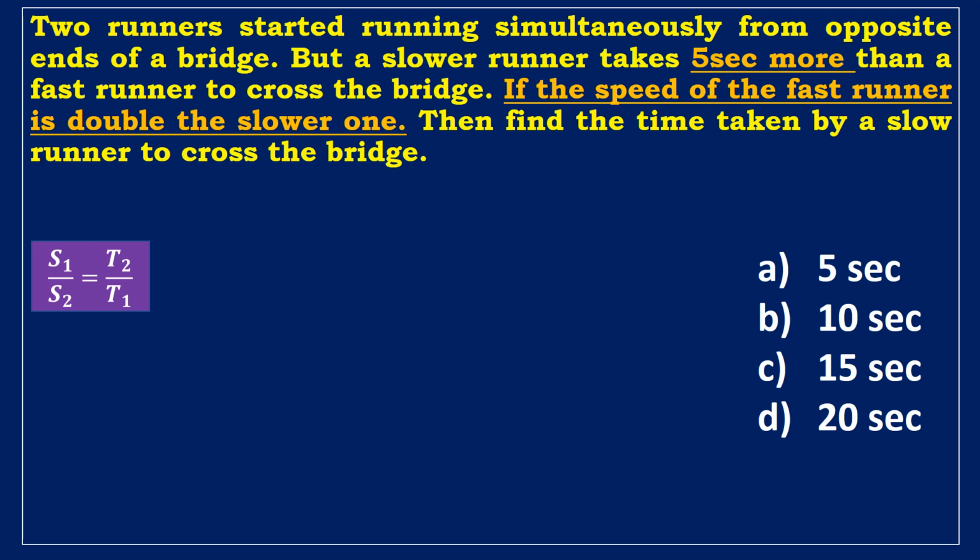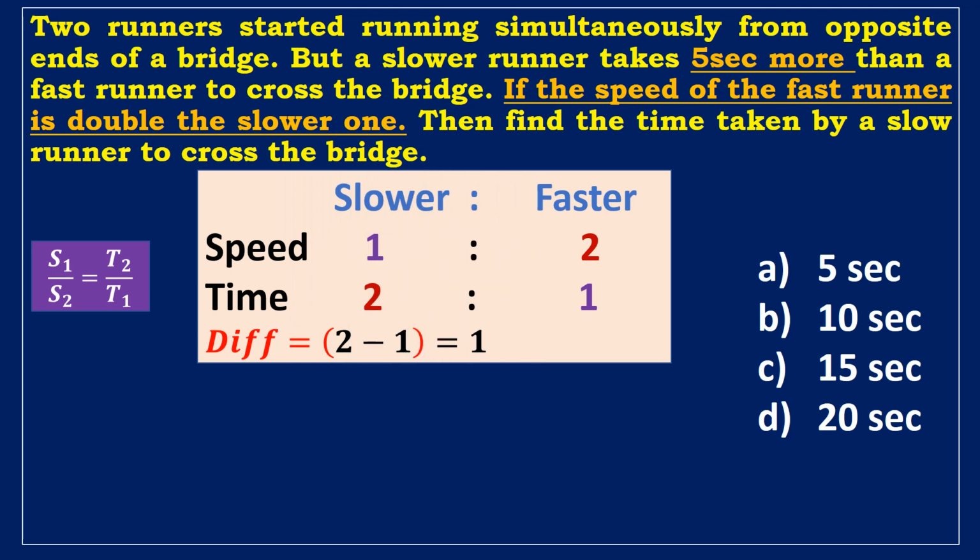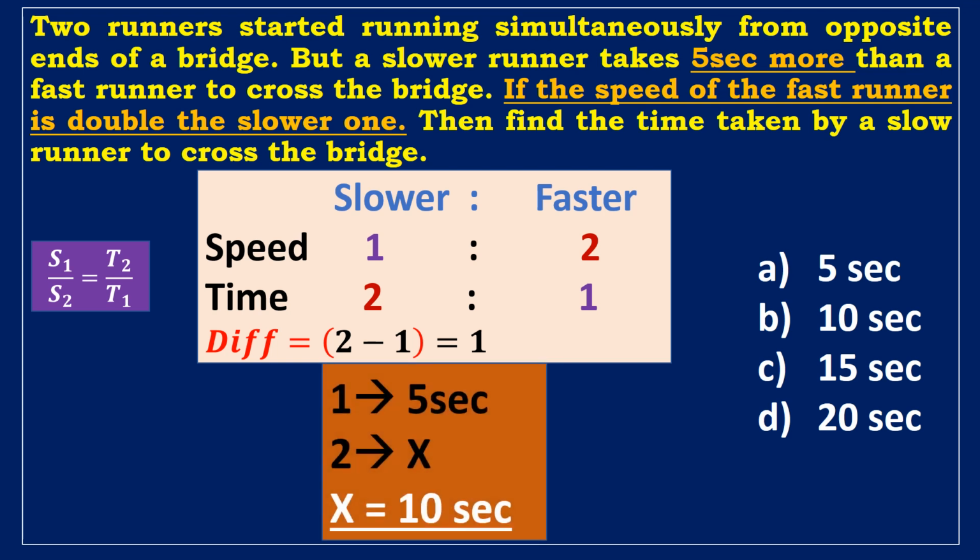According to the problem, the speed of the fast runner is double of the slower one. So, the slower runner's speed to the faster runner's speed ratio is 1:2. However, speed is inversely proportional to time. Then the time taken by the slower to faster ratio is 2:1. That is, the time difference between the runners is 1 representing 5 seconds. Then, the time taken by the slow runner, 2, is 10 seconds.